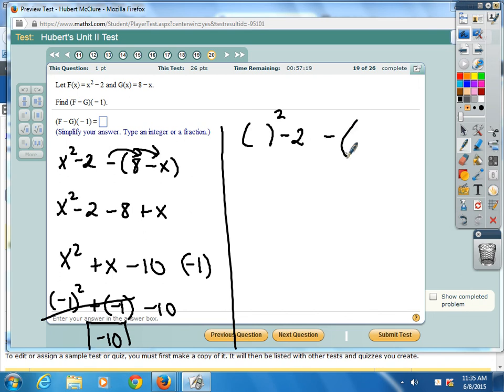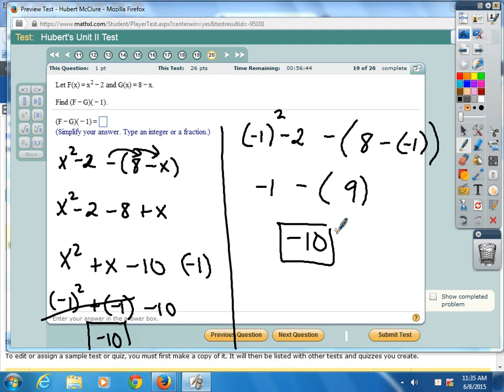Now, this is the same problem, except instead of doing the algebra first, I'm gonna plug in first. Now do you see why I asked that question? Negative 1 squared is what? 1. 1 minus 2 is negative 1. Minus, and what's 8 plus 1? And what's negative 1 minus 9?